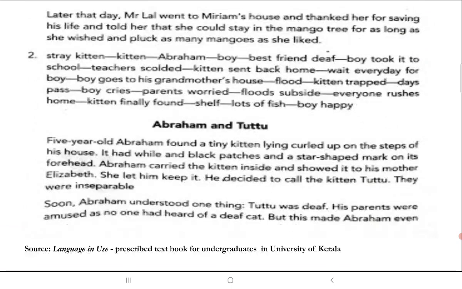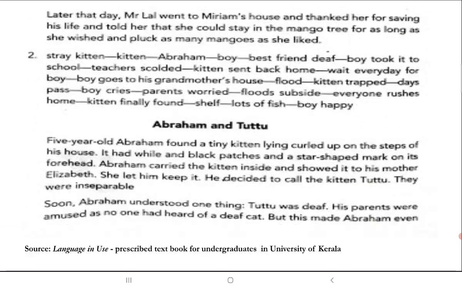Five-year-old Abraham found a tiny kitten lying curled up on the steps of his house. It had white and black patches and a star-shaped mark on its forehead. Abraham carried the kitten inside and showed it to his mother Elizabeth. She let him keep it. He decided to call the kitten Tutu. They were inseparable. Soon, Abraham understood one thing: Tutu was deaf.